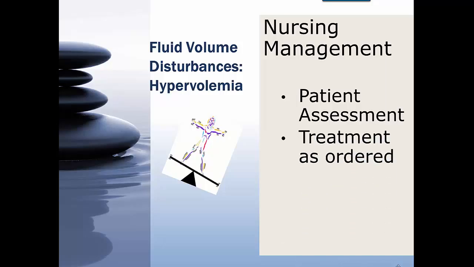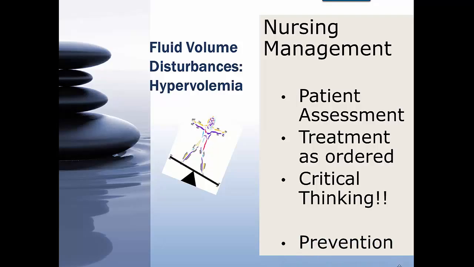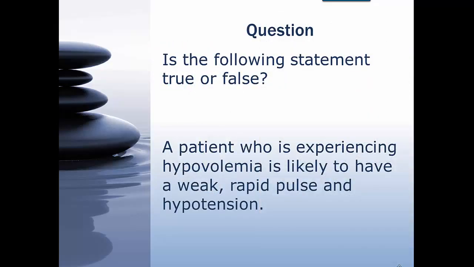Treatments, basically as ordered: identify the cause of the hypervolemia, sodium and fluid restrictions, semi-Fowler's and high Fowler's position for lung expansion, patient teaching, which is key, and monitor for signs and symptoms of electrolyte imbalance. Prevention, again, goes back to that very big thing of patient teaching and being aware of those patients that are at risk for developing this.